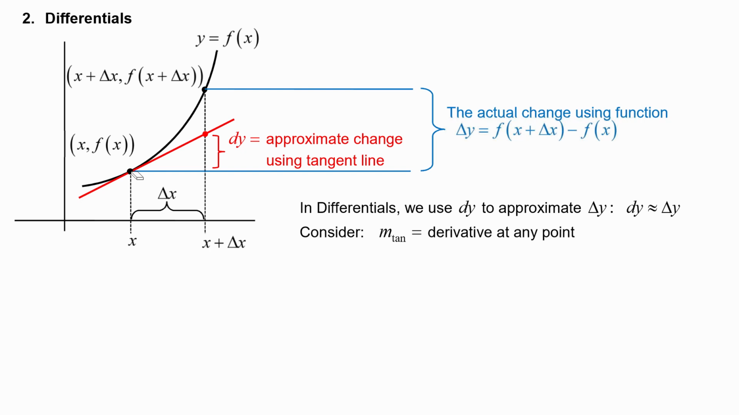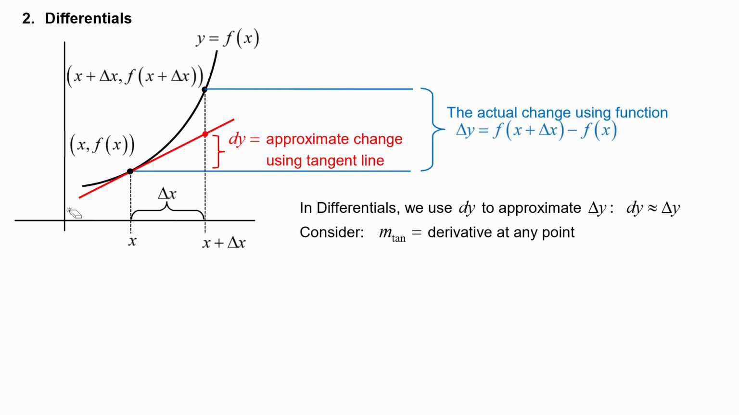Now from the point (x, f(x)) to this new point, the change in y value from here to here, that change is the actual change using the function, and we call that delta y. And so to find that, we just take the y value of this second point and subtract away the y value of this first point.